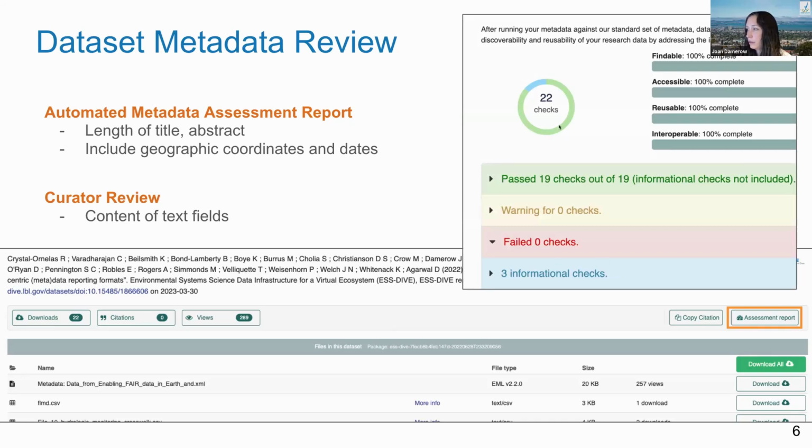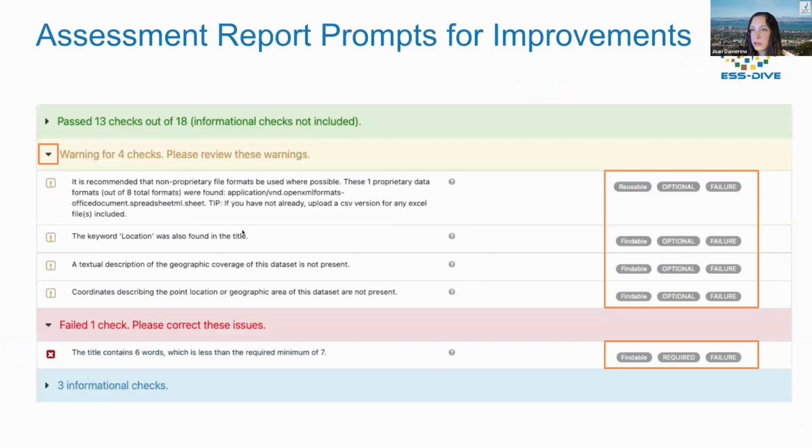This is an example of the automated assessment report, and here's an example of an assessment report that prompts the user to use non-proprietary file formats and provide unique keywords and location information in a title longer than just 6 words.